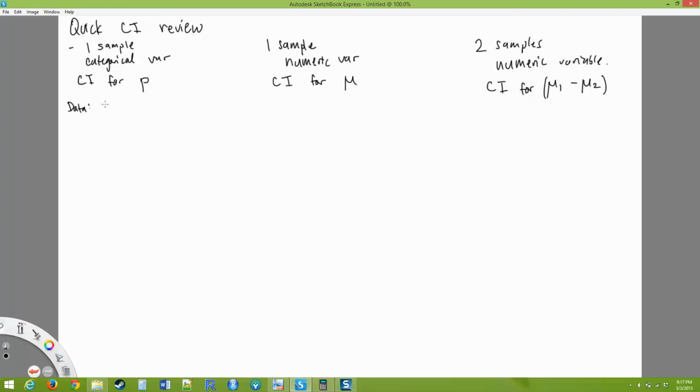Here our data has an n and an x, where n is the sample size and x is a count. Over here our data is n, x bar, and s. And over here our data is n1, n2, x bar 1, x bar 2, s1, s2.